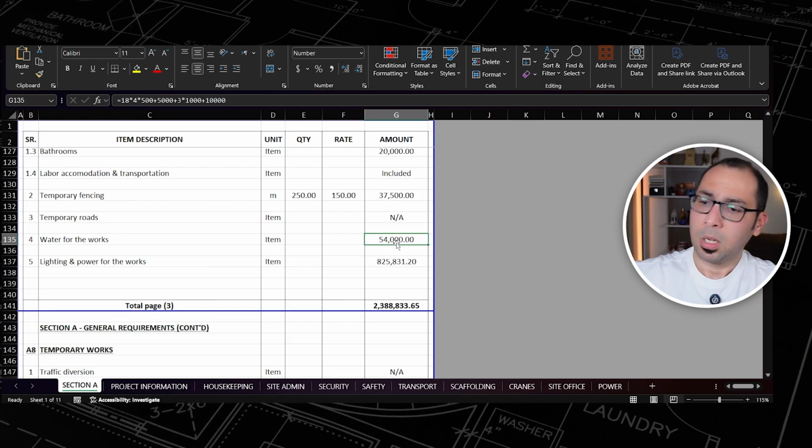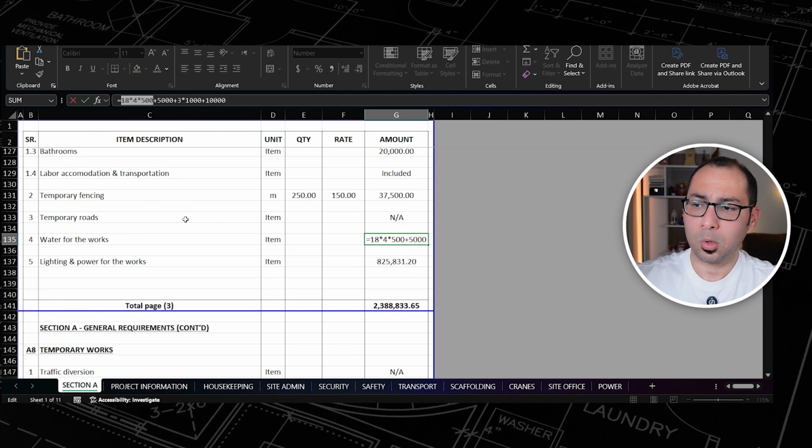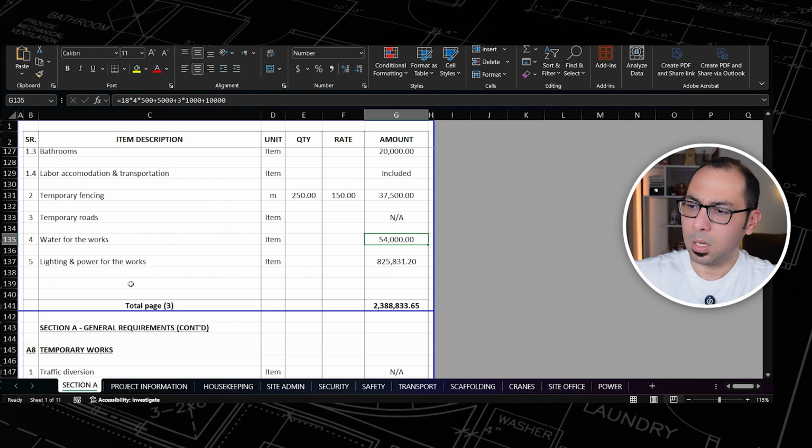Water for the works. Regarding the water, I am assuming an 18 months duration, and I'll fill a tank that will be in the project 4 times per month. So I am multiplying by 4, and each time I'm spending 500. So 18 multiplied by 4 multiplied by the price of a water tanker that will fill my tank at the site, plus the price of the water tank, plus 3 pumps here, plus 10,000 for the network if I need some hose or some pipes or something like that. So I'm just getting 54,000 here.